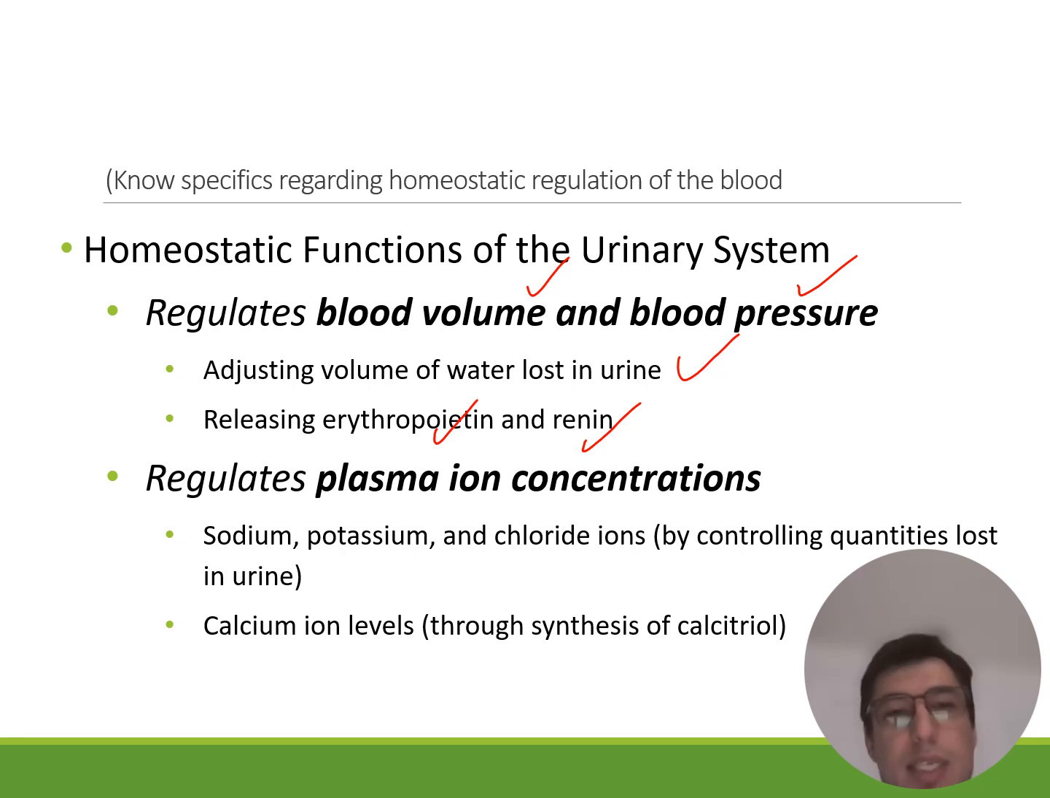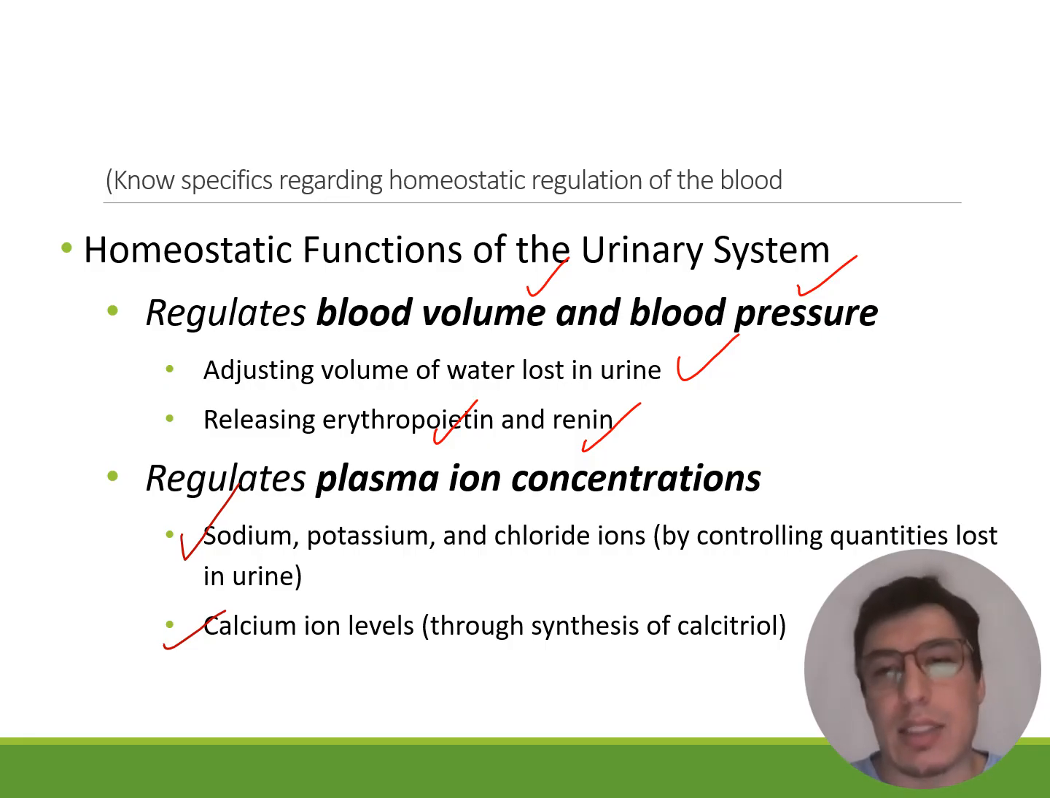The next one is it regulates plasma ion concentrations. Within the kidneys, we are able to use hormones to make sure that we're not losing too much of the salt, or like sodium chloride, or too much potassium, and we can adjust through hormonal regulation how much of these we're actually excreting. We can also adjust calcium concentration, and that is also through the regulation of hormones such as calcitriol and PTH. We'll take a look specifically at the part where this is happening. It doesn't happen throughout the entire kidney, but specific sections of the kidney.